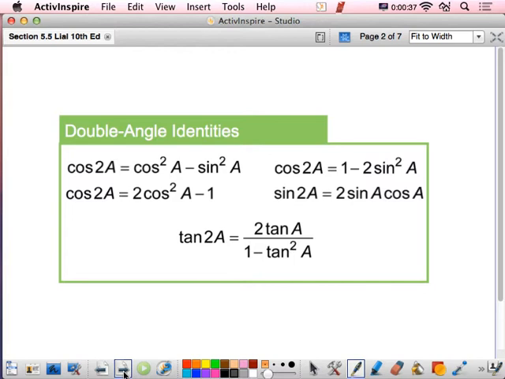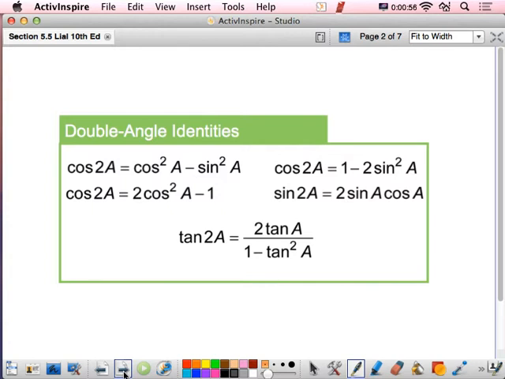Then for sine of a double angle, it always equals 2 times sine of a single angle times cosine of a single angle. And tangent of a double angle equals 2 times tangent of the single angle divided by 1 minus tangent squared of the single angle. So I'll pause in a second and let you take notes on those.